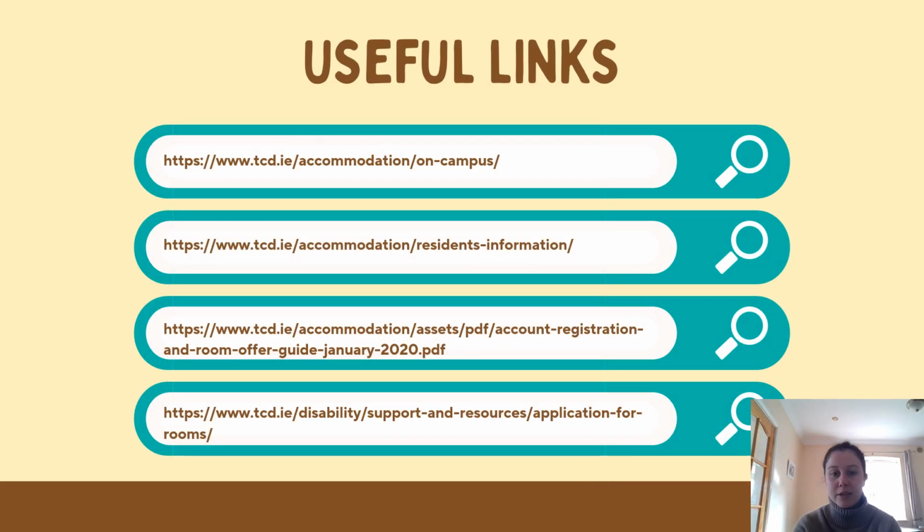And the useful links section. So these are just a couple of links that you'll find beneficial when you're completing an application. So the first one there talks about on-campus accommodation. It tells you what it's about, what it's like, how to apply, all of those general details. The second one there, residence information, will tell you about specific places on campus, their rates, all of that information.